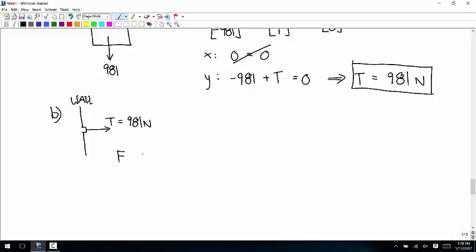And so the force vector is, you can think of that as 981 newtons times a unit vector in the direction of that arrow, which is 1, 0, or 981, 0 newtons. Any questions about that?